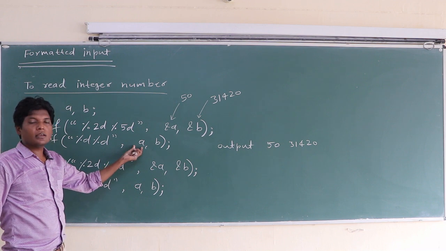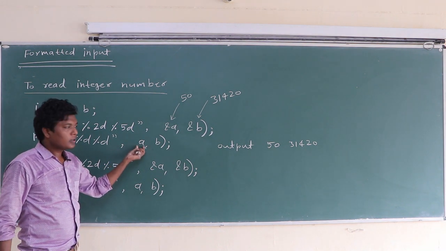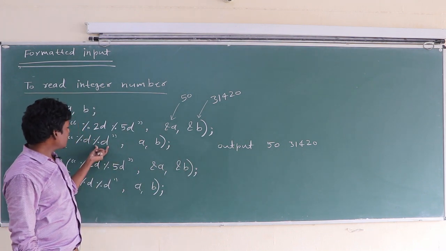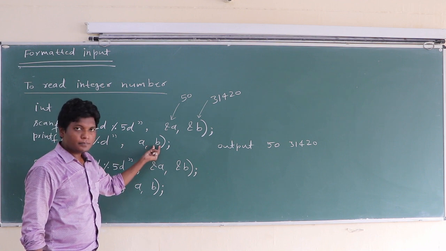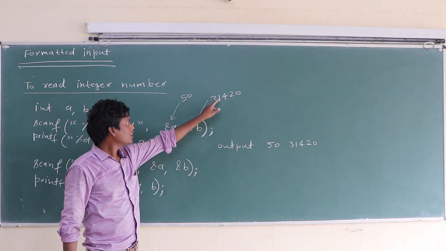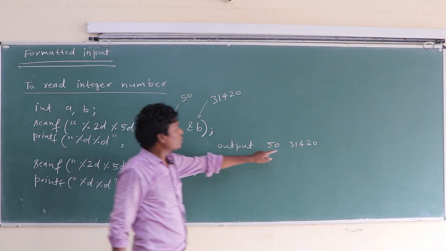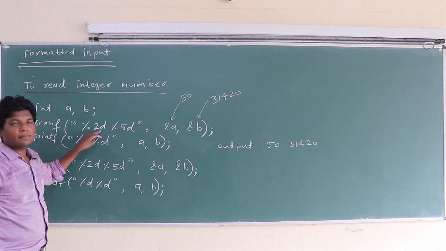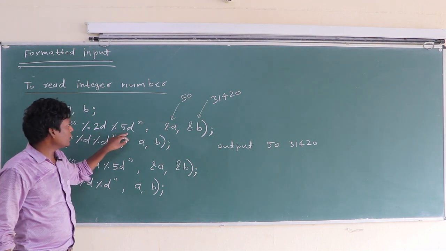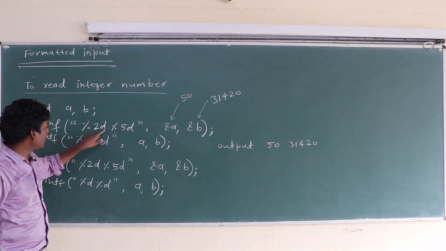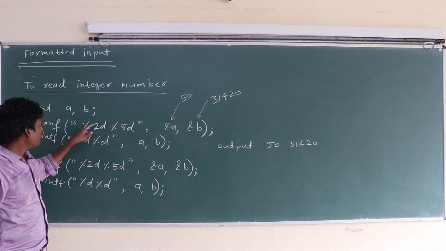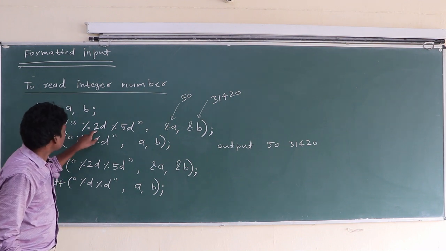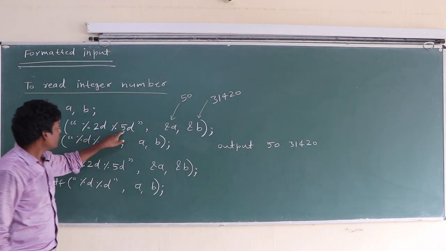Output is here 50. This %d prints a, which has value 50, so 50 is printed here. This %d prints b, and b has value 31420, so 31420 is printed here. Class, here is a %2d and here is a %5d. The value between % and d is called the field width. Here the field width is 2 and here the field width is 5.